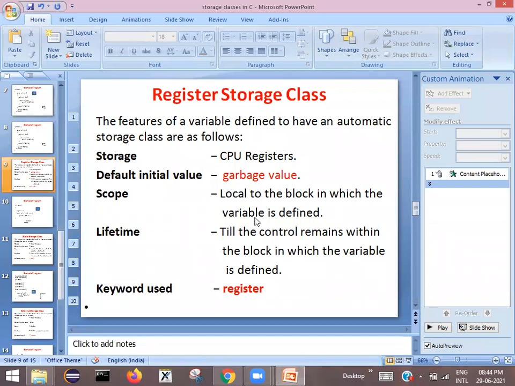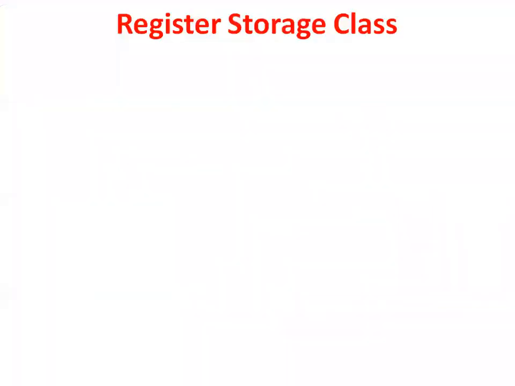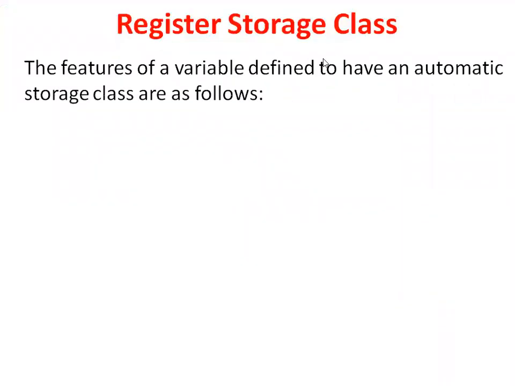Now we move on to the next storage class, register storage class. When we declare a variable's storage class as register, what are the features defined by the compiler? We said four features are known for a variable when we declare a storage class. First one is storage: where is the memory allocated for this variable? CPU registers. That means the storage for this register variable would be inside the CPU registers.